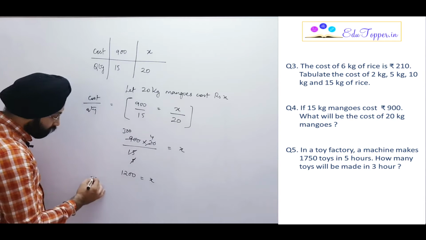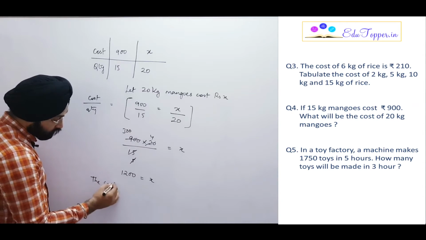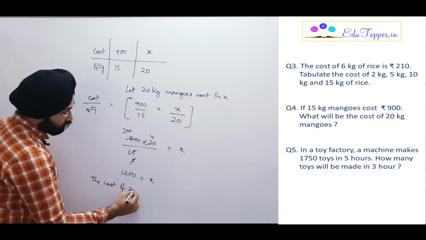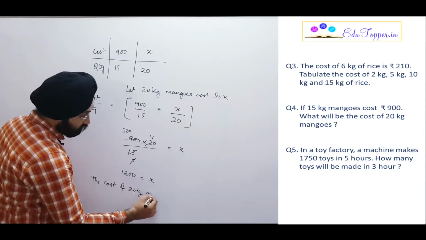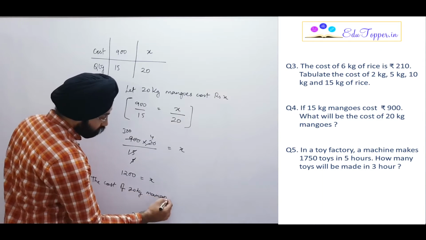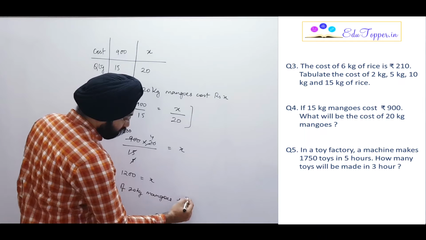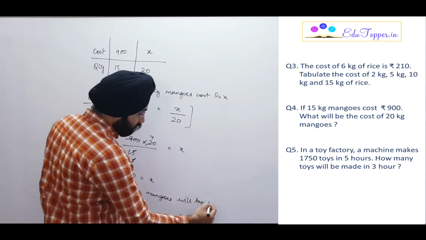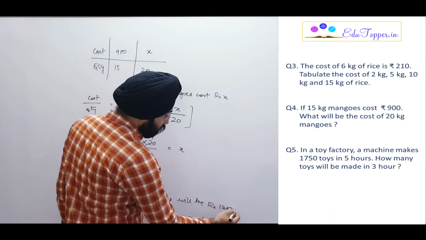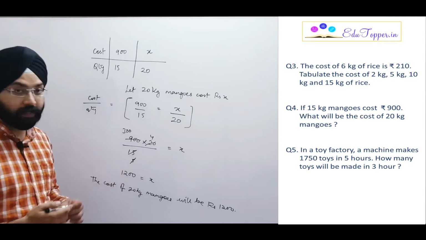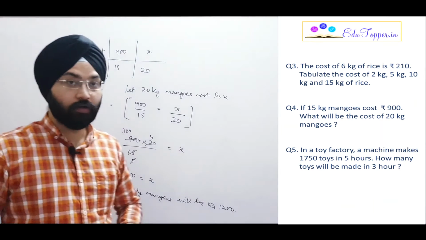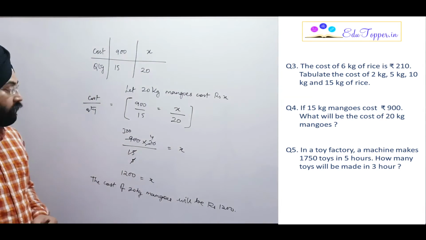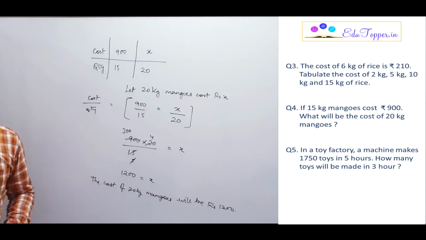Therefore, the cost of 20 kg mangoes will be rupees 1200. Alright, so 20 kg of mangoes will cost us 1200 rupees. I hope this is clear.